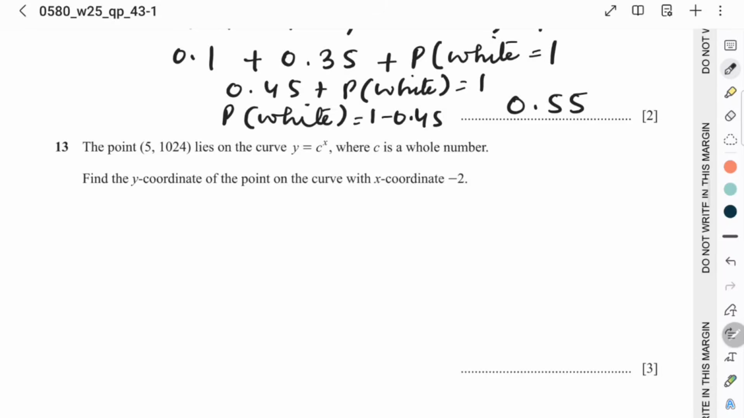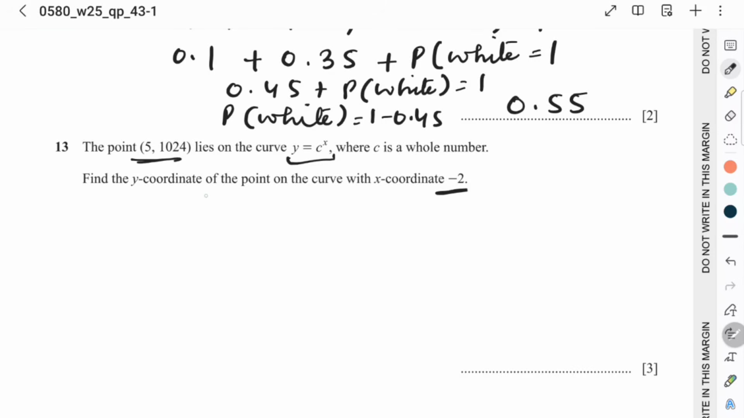Move to the next question, number 13. The point (5, 1024) lies on the curve y equals c to the power of x, where c is a whole number. Find the y coordinate of the point on the curve with x coordinate -2. Write down the equation. First use this to find the value of c, and then substitute c in the same equation and put (-2, y) to get the value of the y coordinate.